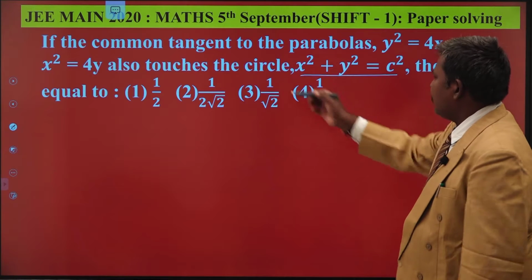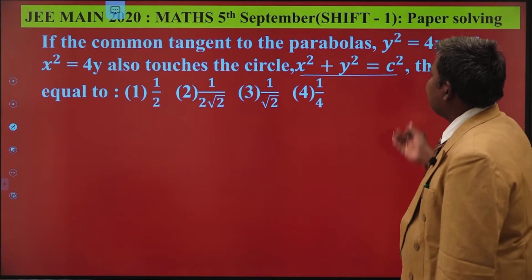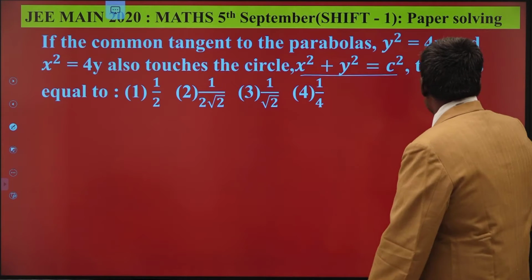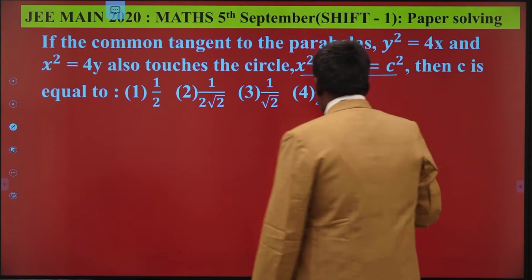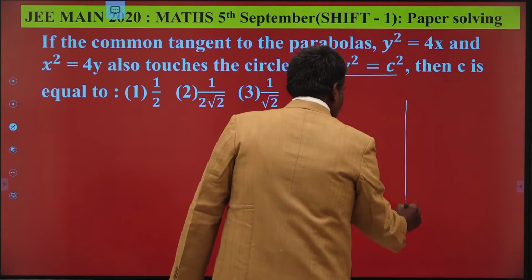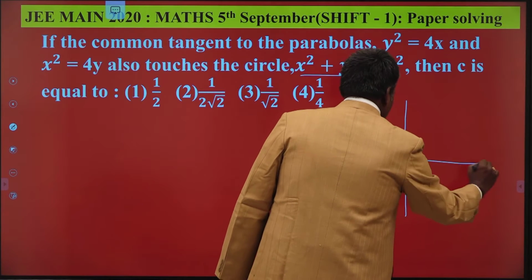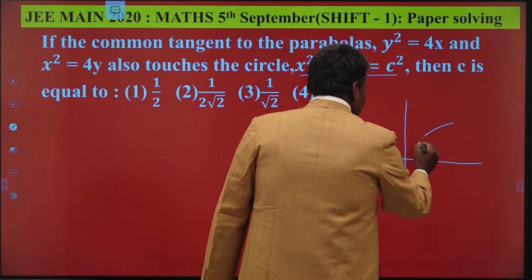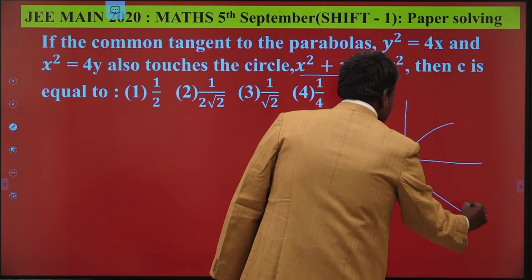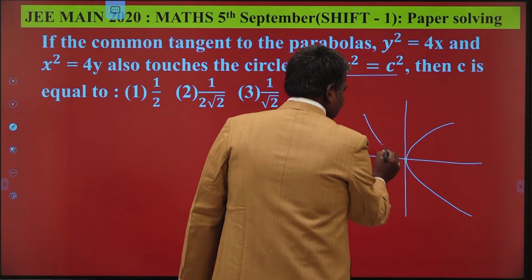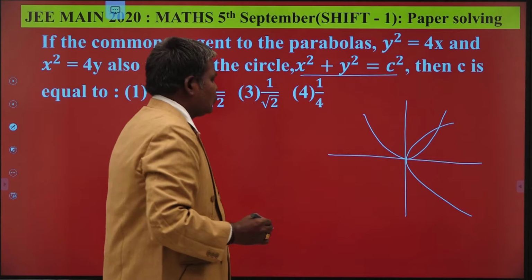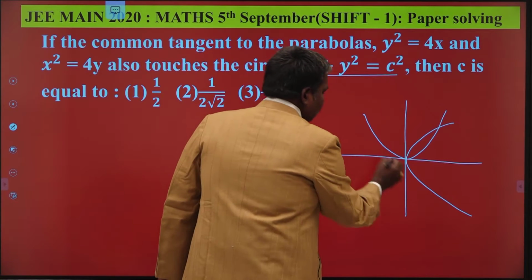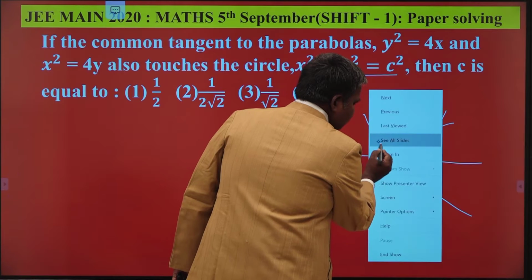The common tangent to both parabolas is also tangent to the circle x square plus y square is equal to c square. Actually, no need to draw the figure for this problem, even though let us try to draw it. This is y square is equal to 4ax. This is the diagram related to x square is equal to 4ay. So the common tangent for both curves is in this manner.